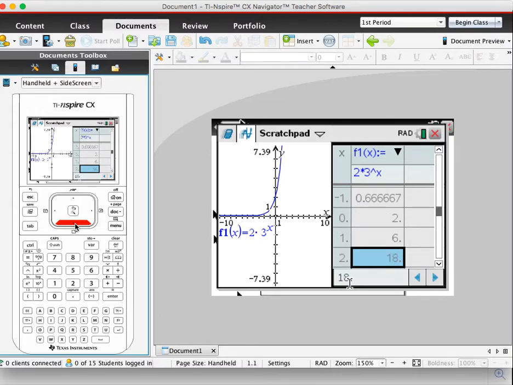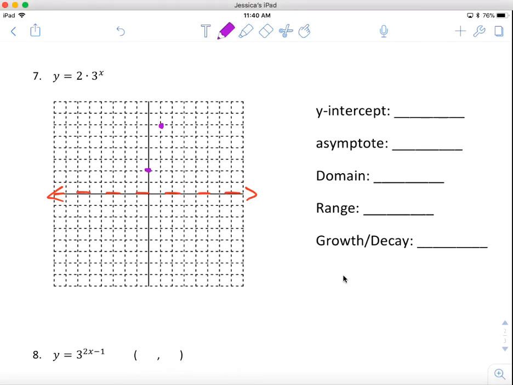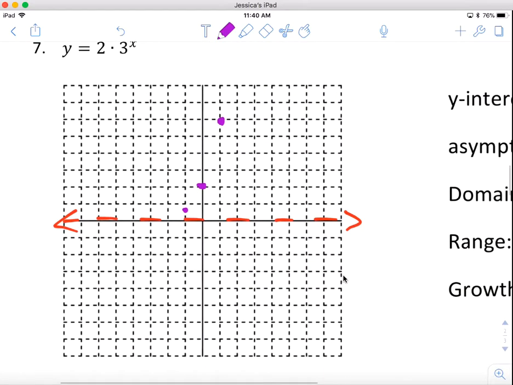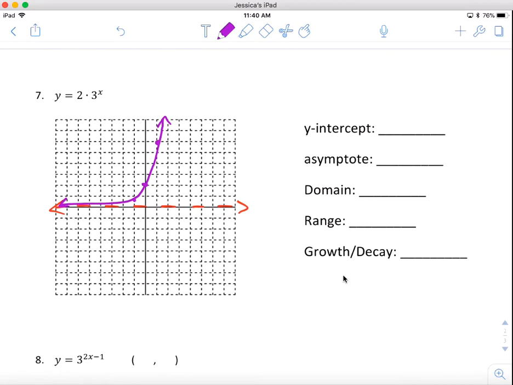Let's see if we can fit anything else. 18 will not fit. -1 and then 0.66667. You can kind of estimate where that would be on your graph. It's a little over 1/2. But basically, this is again showing that I'm getting closer and closer and closer to 0, but I'm never actually crossing 0. Take a second, pause the video, and try to fill in the blanks to the right, and then check with me.